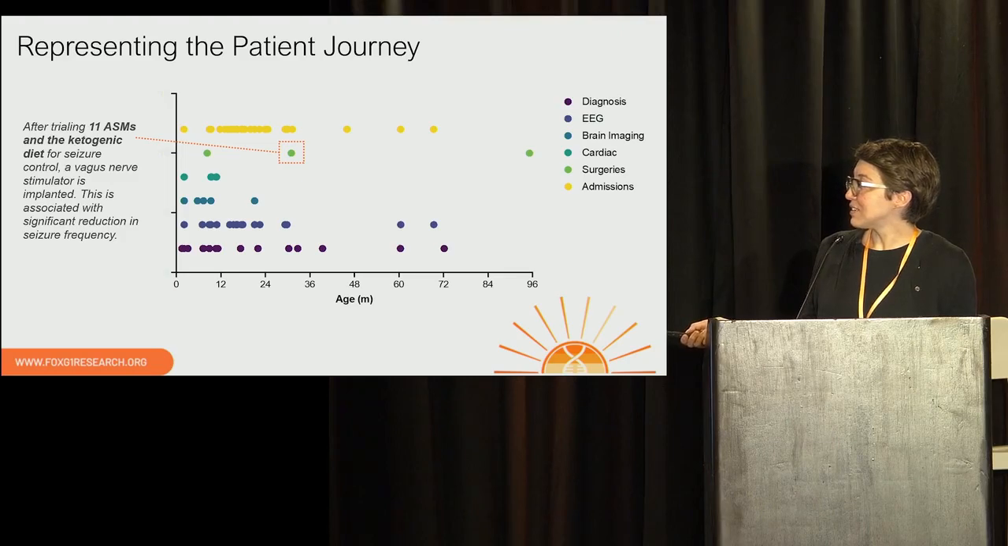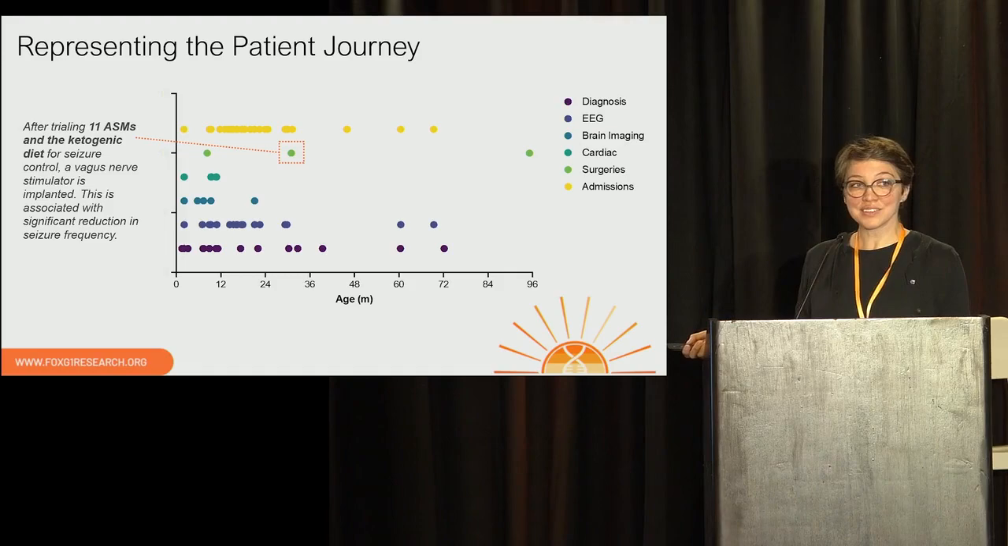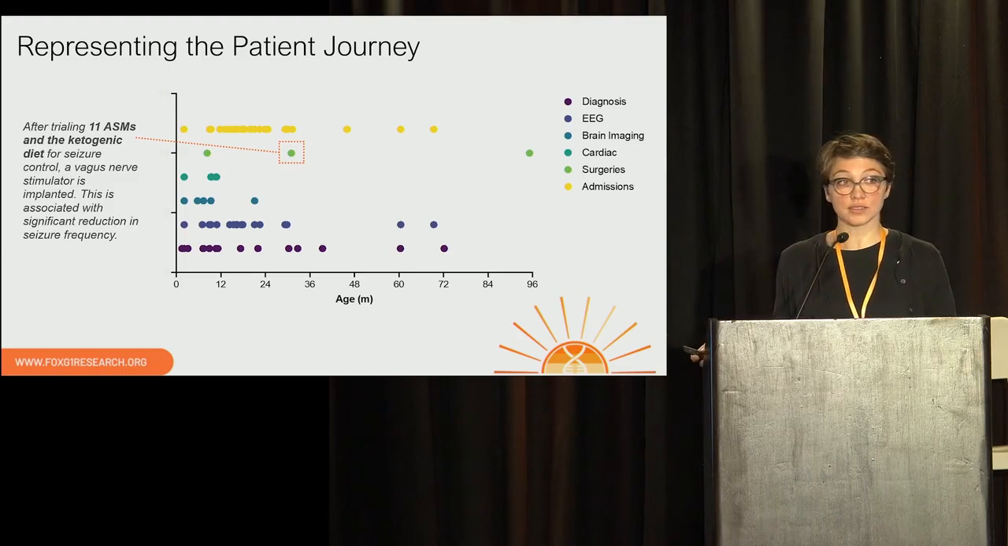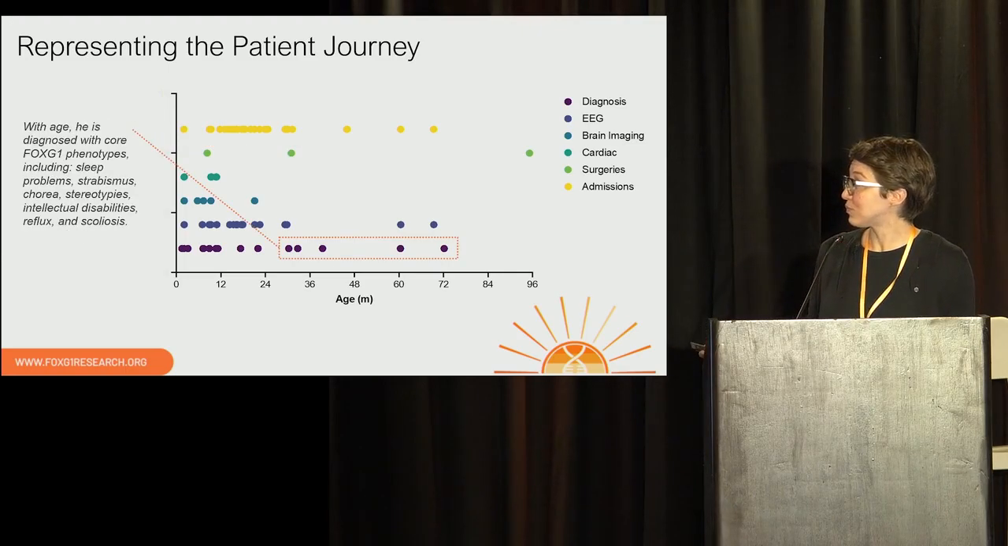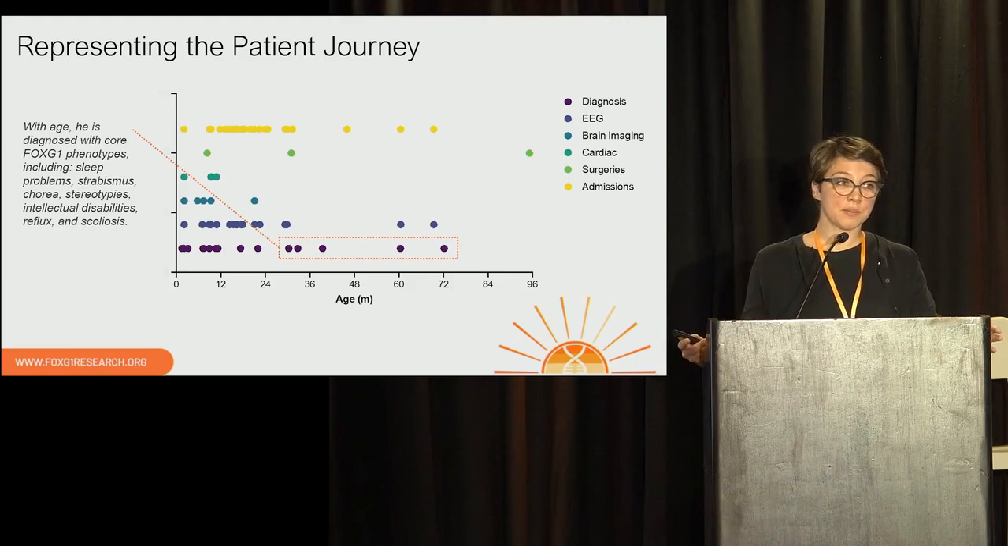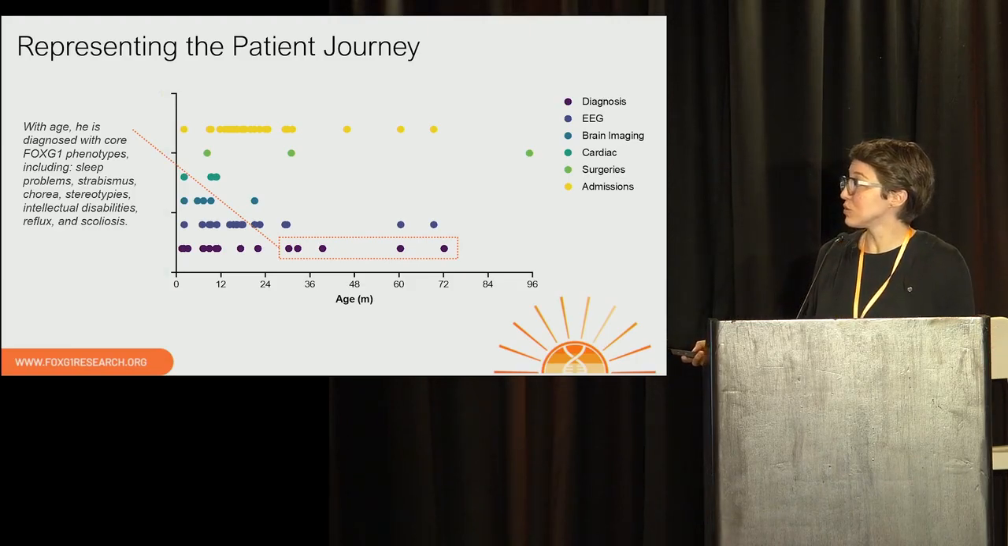We see here that he has a VNS implanted around 30 months of age, and this is after trying 11 different seizure medications and the ketogenic diet. Fortunately, the VNS is associated with a significant reduction in seizures. And then as he gets older, he goes on to have a number of other symptoms diagnosed that we know become hallmark features of FOXG1 syndrome. He is diagnosed with sleep problems, strabismus, chorea, stereotypies, intellectual disabilities, reflux, and scoliosis with time.